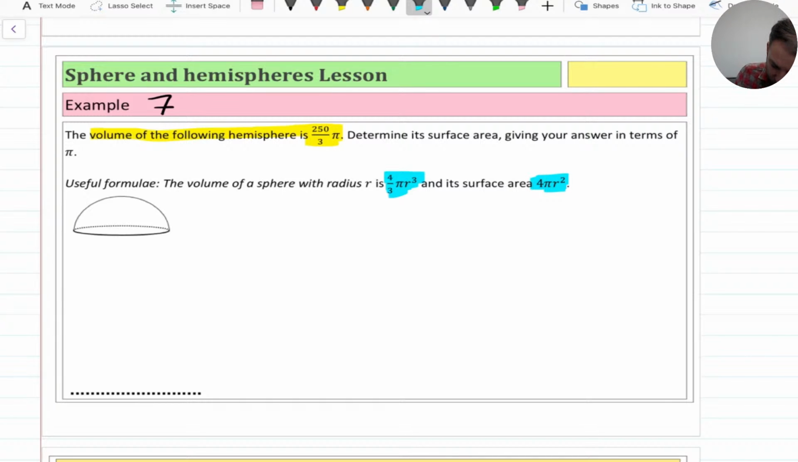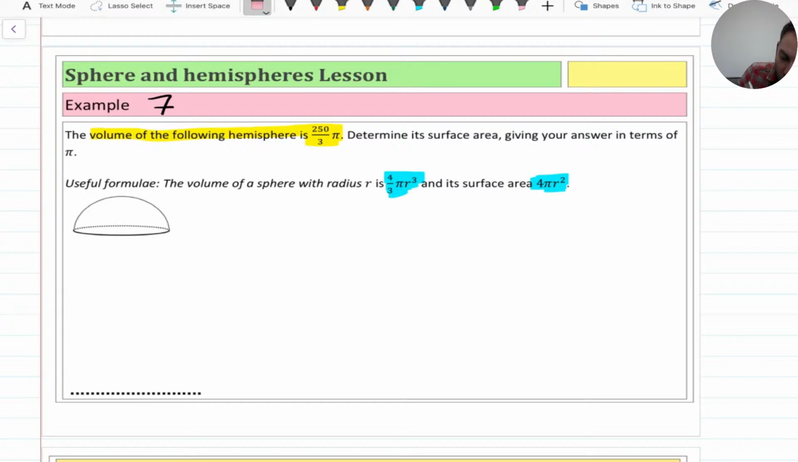So, the first thing we need to think about is, well, remember how we draw it. We draw an oval at the bottom here, and then an arch over the top. Well, the problem here is we don't know what the radius is, okay? We know what the volume of the hemisphere is, so we've got to link two things. We've got to use the formulas to work backwards, and then once we find out the radius, we can use that to find out what the surface area is.